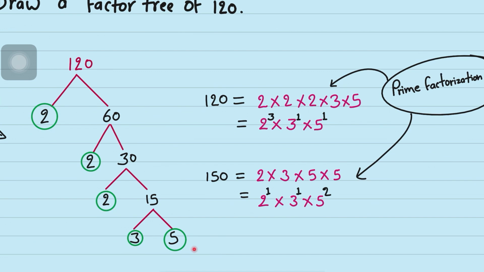If I elaborate them further, there are 3 2's, so we will write 2 to the power 3. There's 1 3, so here we wrote 3 to the power 1 because there's just 1 3. And there's 1 5, so we write 5 to the power 1 as well.